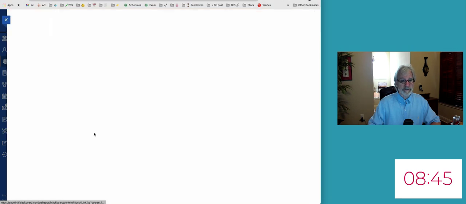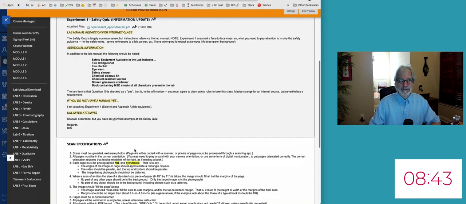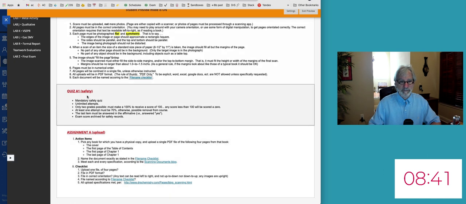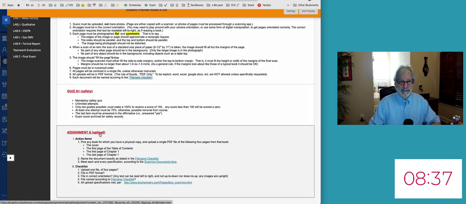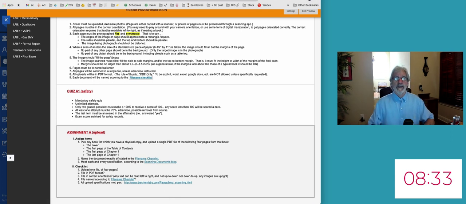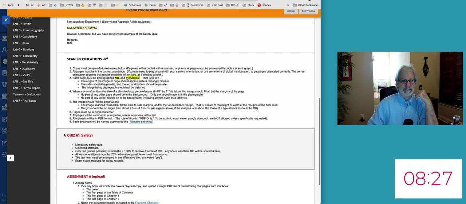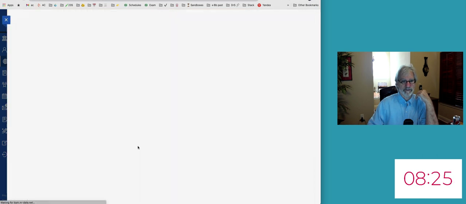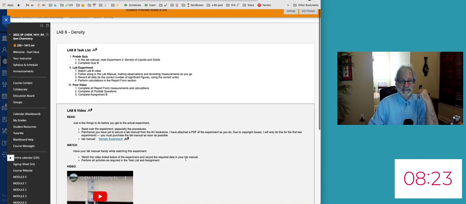Okay, and the labs. Lab A is the orientation lab. Basically you're going to take a safety quiz and then you're going to do an upload assignment. That's just a task where you're going to upload a file, and that's going to prove to me that you have the capabilities to upload in a PDF format as is required. So this is kind of a check. The first real lab is the density lab.